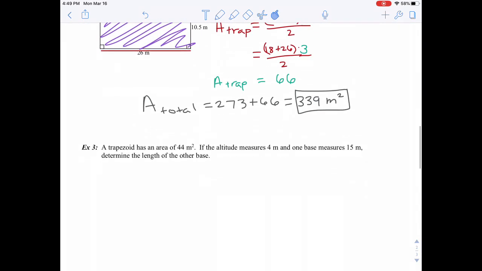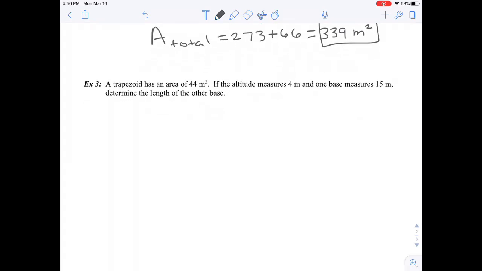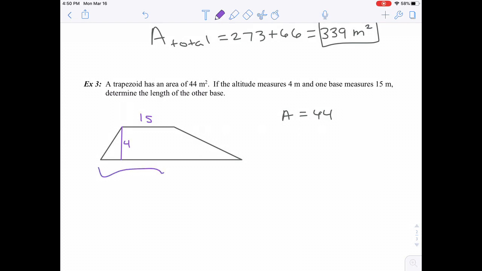All right, now one last example we're going to take a look at. This one isn't drawn for us. It says we have a trapezoid, so I'm going to go ahead and draw it. It says that it has the area of 44 meters squared. We know the altitude measures 4 meters, so that makes this height 4. And one base measures 15. I don't know which base it is, so I'm just going to label it in one of the spots. It doesn't really matter. And I want to know what is the length of the other base.